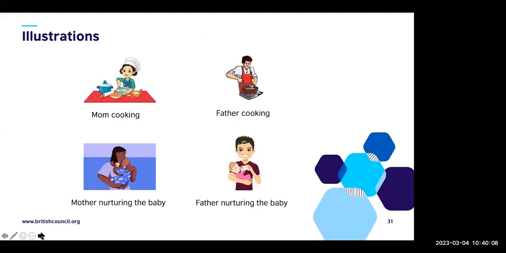Especially in Africa, in Nigeria, we believe that the cooking and the nurturing of babies should be done by the mother. It is the woman's responsibility. But in an ideal gender equality family, the man can do it. It is not what the society imposed on us. It is what is necessary. The next picture indicates the cleaning of bowls.